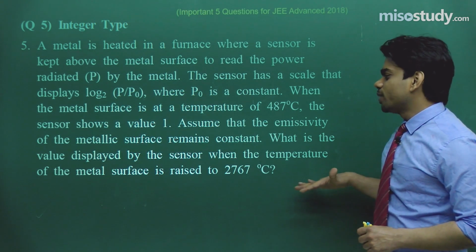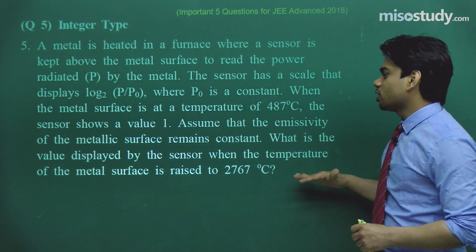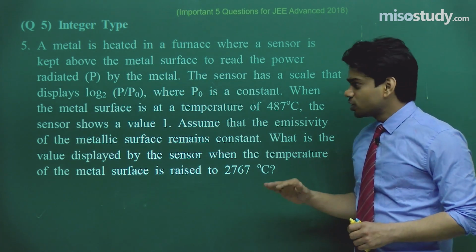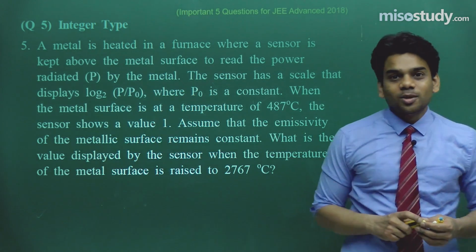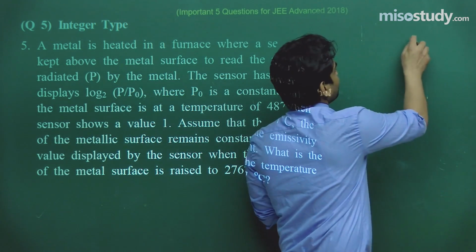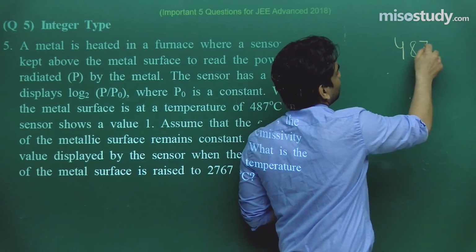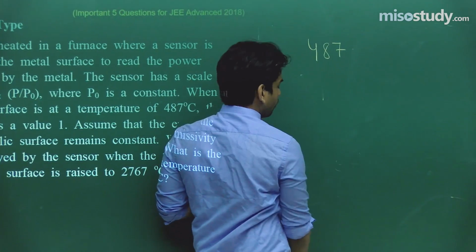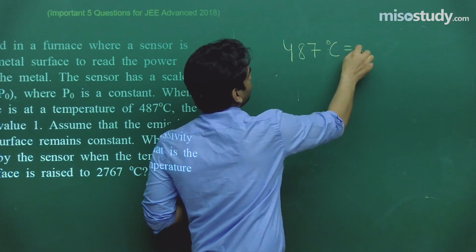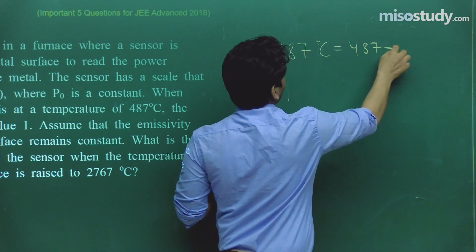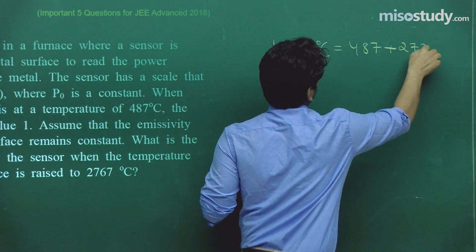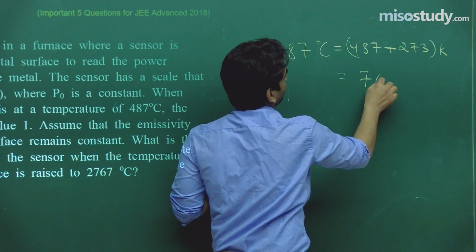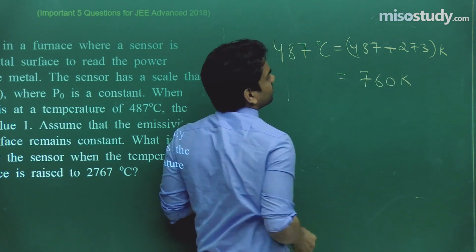What is the value displayed by the sensor when the temperature of the metal surface is raised to 2767 degrees Celsius? First of all, let me write down both the temperatures in terms of Kelvin, because calculations cannot be done until you know the temperature in Kelvin. 487 degrees Celsius will be equal to 487 plus 273 in Kelvin. You can easily solve it out: 760 Kelvin.